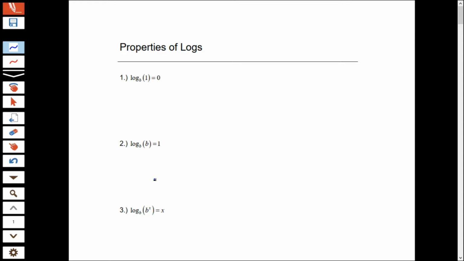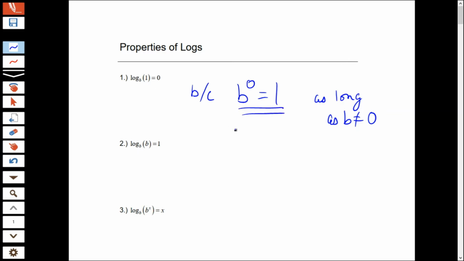Alright, so, properties of logs, right? So we have some basic properties here. There's a bunch more. Some of these should be obvious. For example, the log base b of 1 is equal to 0. Of course, that is because b to the 0 power is equal to 1. Now this is, of course, as long as b does not equal 0, because we know 0 to the 0 power is undefined for our purposes, okay? So, first one, nice and easy. Anytime you have the log of 1, it equals 0, and it is because anything to the 0 equals 1.